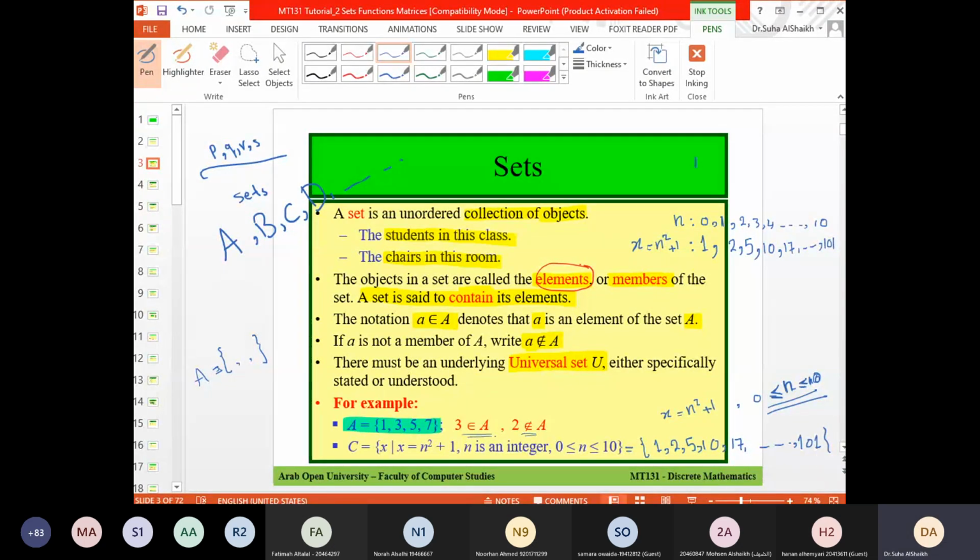And we can write all the elements. If we have time, we can calculate all of them. Okay.